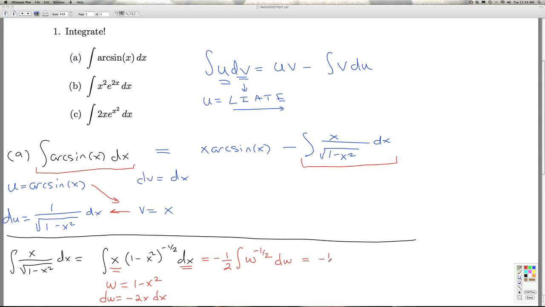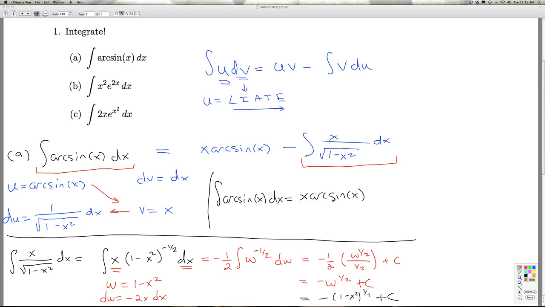So I integrate this, I get minus 1/2, and the integral of w to the minus 1/2 dw is w to the 1/2 power divided by 1/2 plus c. So this is negative w to the 1/2 plus c, which in terms of x's is negative 1 minus x squared to the 1/2 plus c. So now I take this and put it back up into my original formula, and I get the integral of arcsine x dx is x arcsine of x minus this integral, which I've determined to be this. That's going to give me a plus 1 minus x squared to the 1/2 power plus the arbitrary constant.